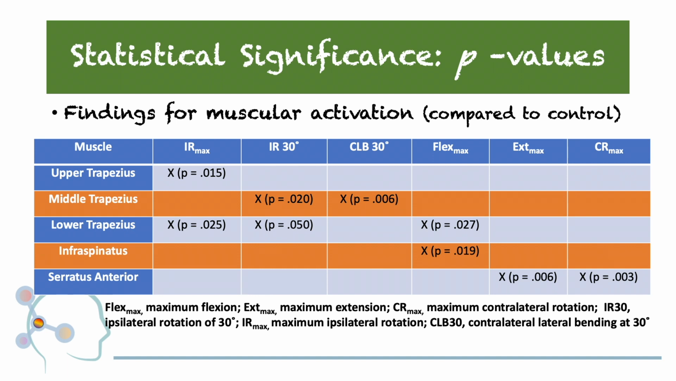This third column right here, IR30, indicates that the middle traps and the lower traps activate more when placed in that position. This contralateral side bending, we'll see activates the middle traps more when it's performed in 30 degrees of flexion. Flexion max, you get more of an activation of the lower trapezius as well as the infraspinatus. And then extension max and contralateral rotation max, you are going to get more serratus anterior activation.